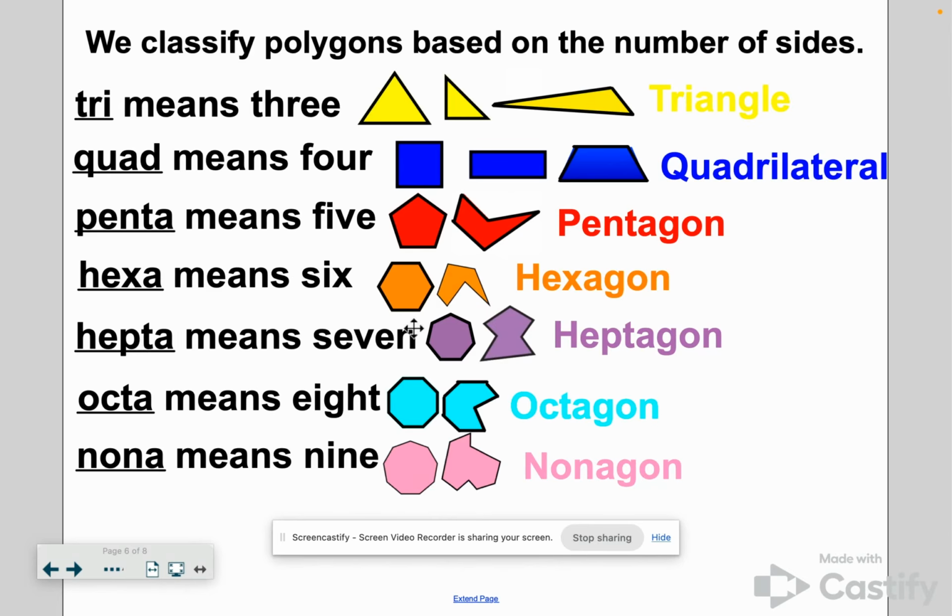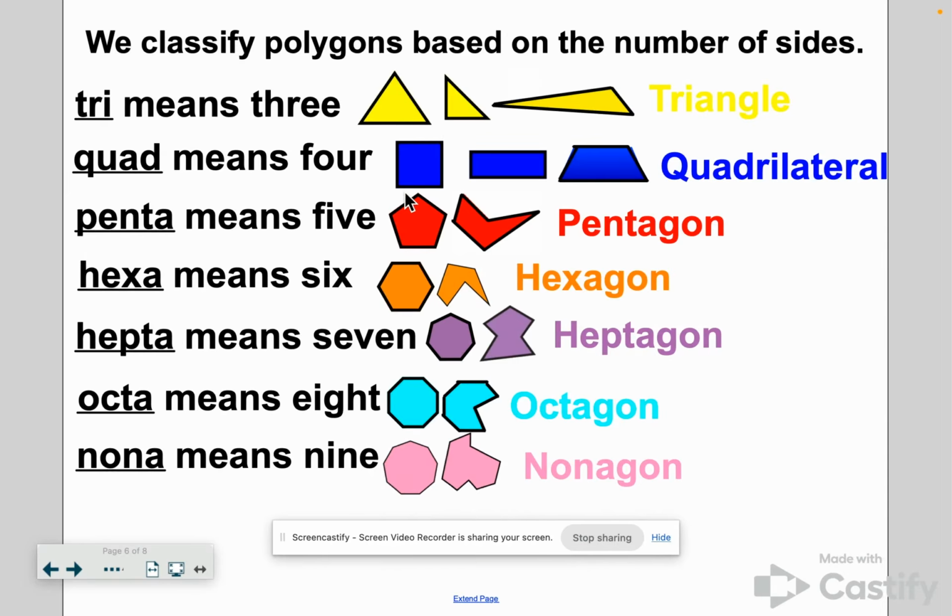Hepta means seven, so a shape that has seven straight sides is a heptagon. Octa means eight, kind of like an octopus has 8 legs. So a shape with 8 straight sides is called an octagon. And then the word nona means 9, so a shape with 9 straight sides is called a nonagon. It actually does continue past the number 9, but we're just going to go up to number 9 today.